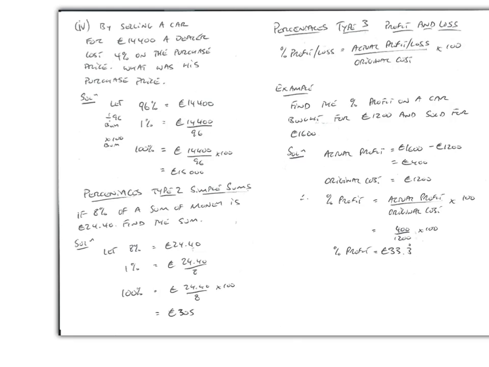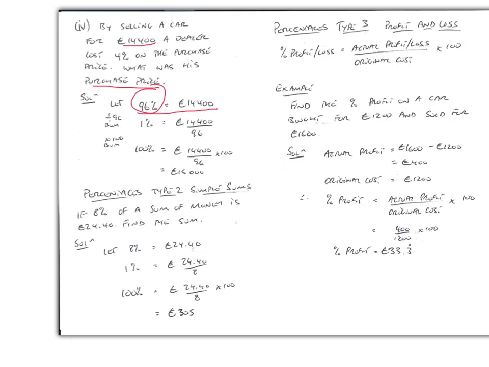Okay, by selling a car for $14,400, a dealer lost 4% on the purchase price. What was his purchase price? Well, we let 96% equal 14,400, bearing in mind that this represents, if 100% was the purchase price, and therefore if he's lost 4%, 100 minus 4, 96% must be the price he sold it for.